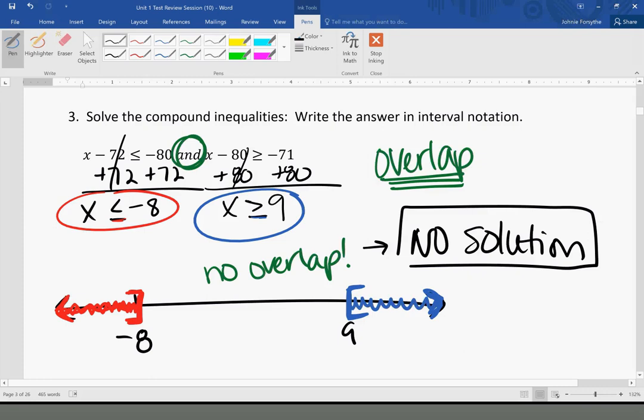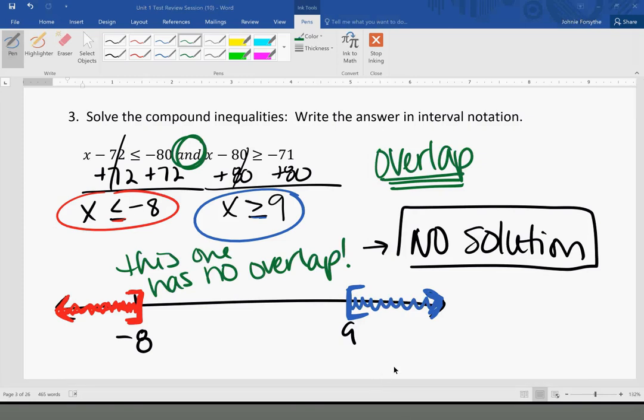Now, just so we're clear, if this compound inequality, compound meaning more than one, was an OR inequality, so it's this or that one, then the solution would be the combination of everything together. We wouldn't need the overlap. But this is an AND compound inequality, so we must have an overlap. But this has no overlap. Therefore, it's no solution.